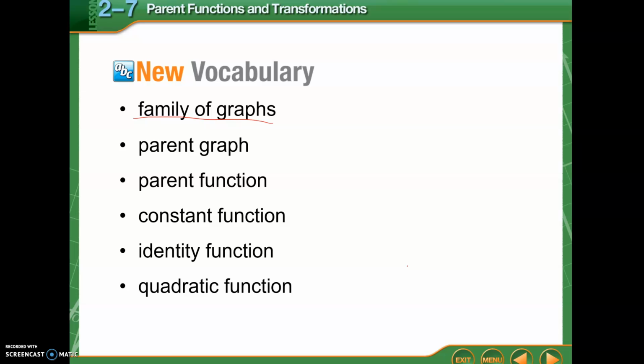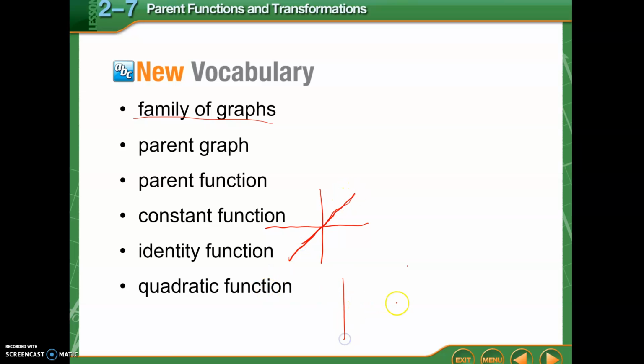like change the width and so forth. So there are three parent functions that we're going to work with. The constant function, remember, stays the same. So that's one that we should know. The identity function is the function where whatever you put in, you get out. When you put in one, you get one. When you put in two, you get two. So this is called the identity function.